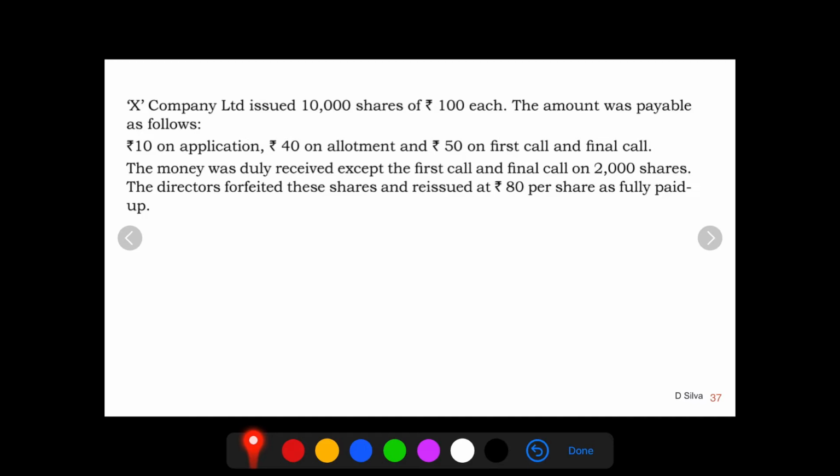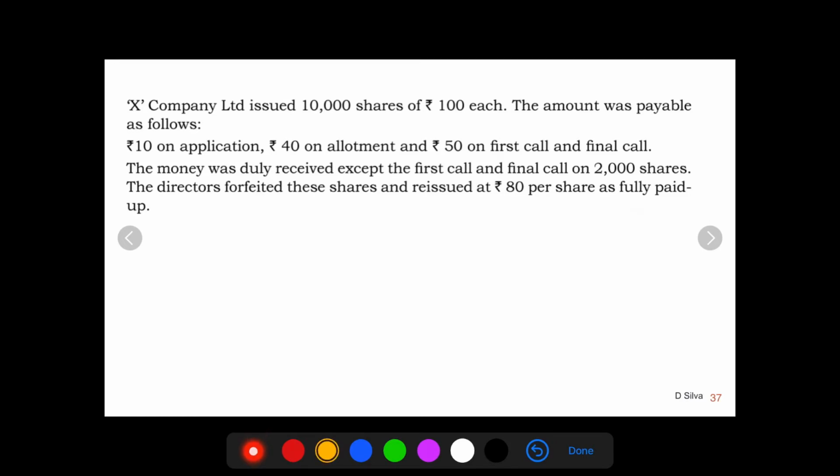X Company Limited issued 10,000 shares of rupees 100 each. The amount was payable as follows: rupees 10 on application, rupees 40 on allotment, rupees 50 on first and final call. The money was duly received except the first and final call on 2,000 shares. The directors forfeited these shares and reissued at rupees 80 per share as fully paid up. So what do we understand from the question?